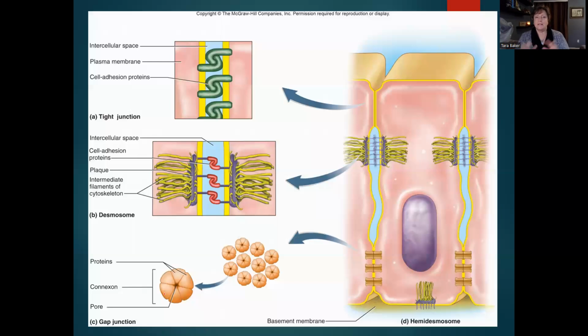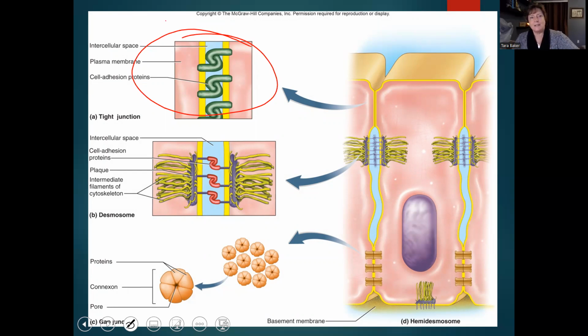So if we look at these pictures right here, the first picture is the tight junction. The cell membranes here are yellow, and then you've got the funny S curve, which are the cell adhesion proteins. These are the proteins sticking out of the membrane and making a tight connection. So you see that nothing can cross this and go from one side to the other. It's a very tight, transport limiting junction.